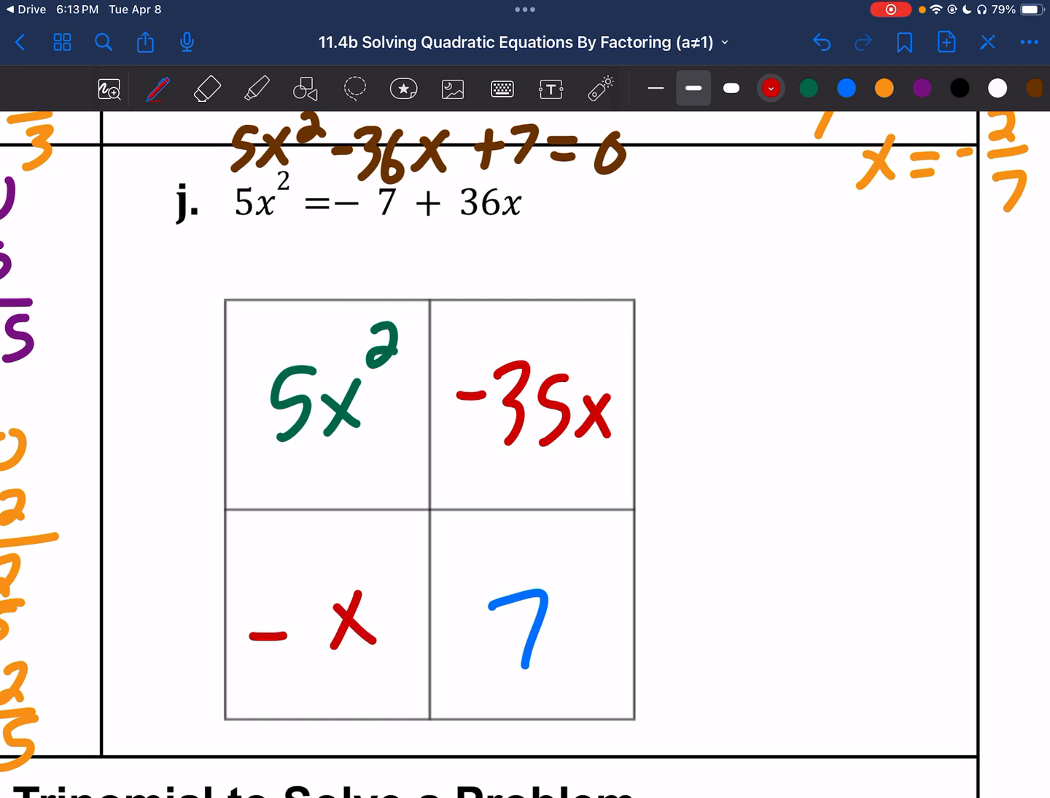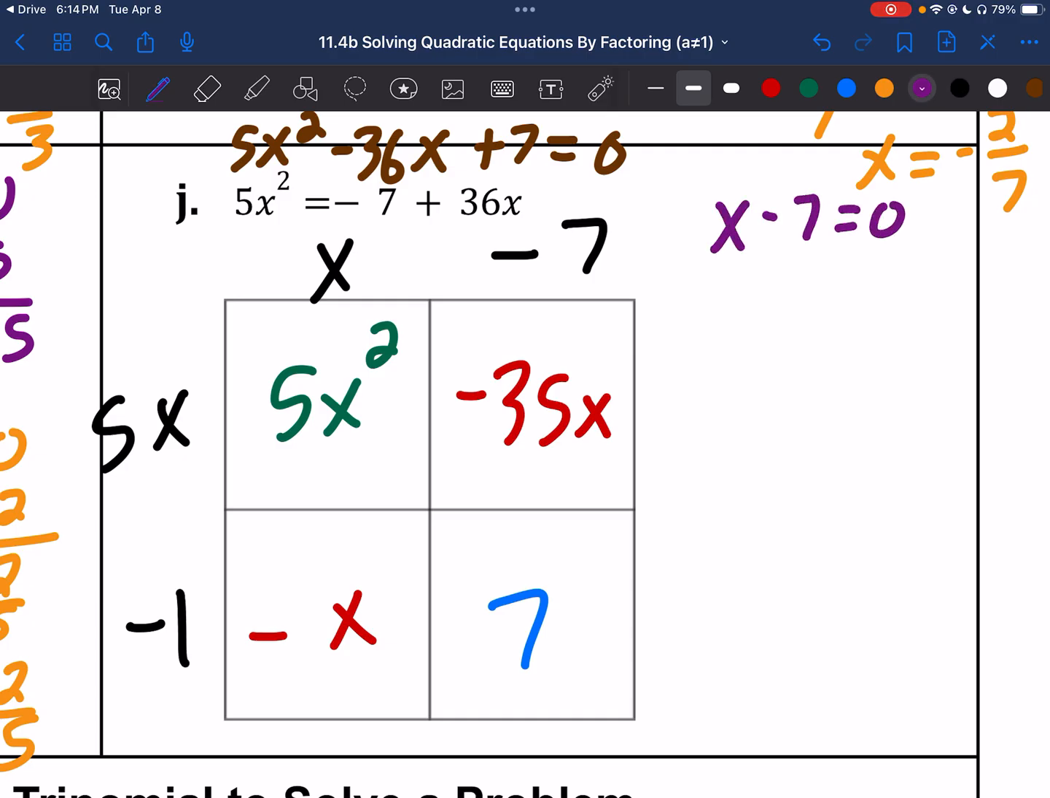So 5x squared and negative x, common factor is an x. Second column, negative 35x and 7, common factor is a negative 7. First row, 5x squared and negative 35x, common factor is a 5x. And second row, negative x and 7, common factor is negative 1. So x minus 7 equals 0. We add 7 to both sides. X is going to equal 7.